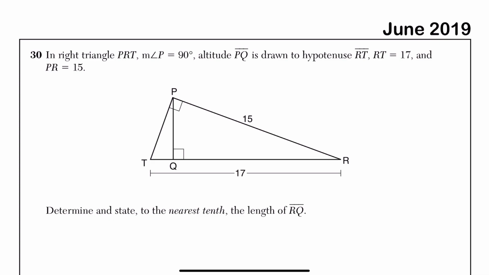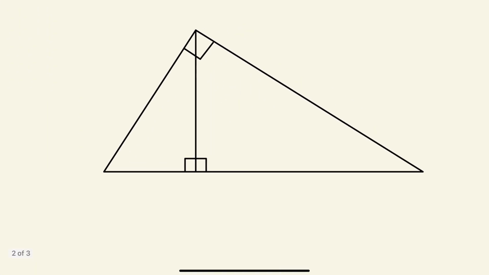Now it says determine, to the nearest tenth, the length of RQ. So I'm going to put an X right here for RQ, so that X represents the distance from Q to R. Before I get further into this problem, I just want to talk about this diagram, because it shows up quite a bit. This is a right triangle with an altitude drawn.